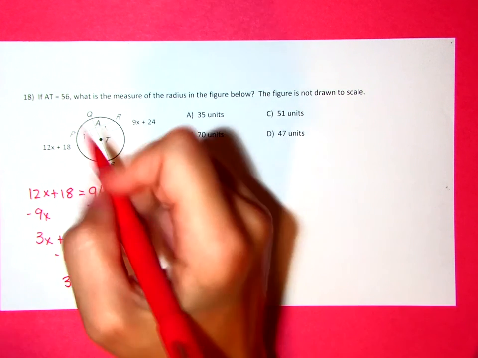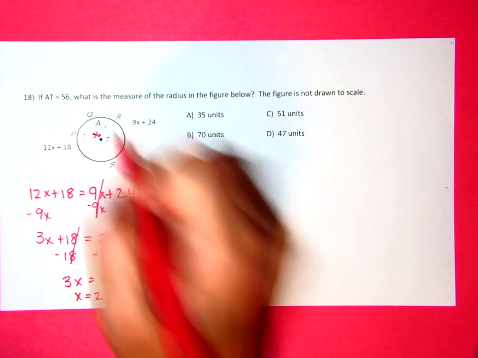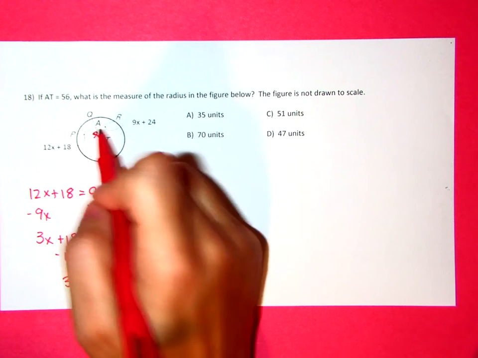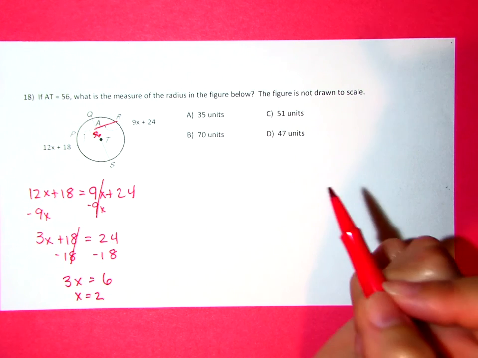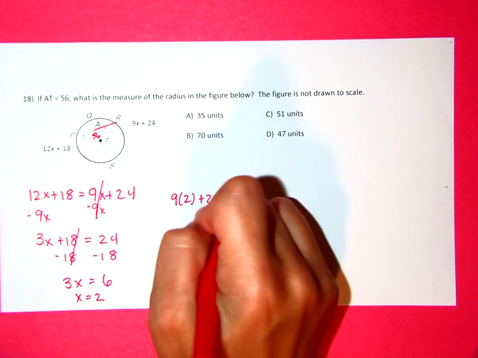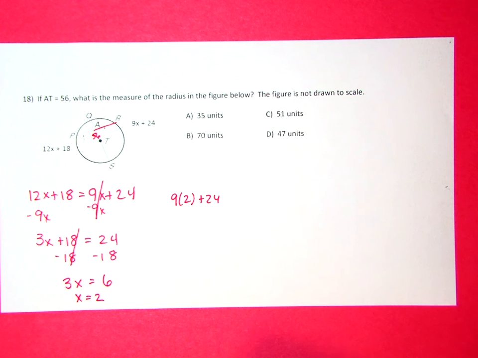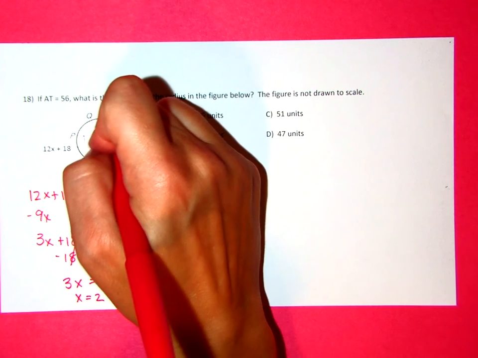So, what I've been told is that from A to T, that is 56 units right there. Okay, I can figure out what one of these little segments is because I can plug it in. So if I take that 9 times 2 plus 24, and we can throw that into a calculator, you can do that by hand because 9 times 2 is 18, and we add that to 24, and we're going to get 42. So that makes this 42.